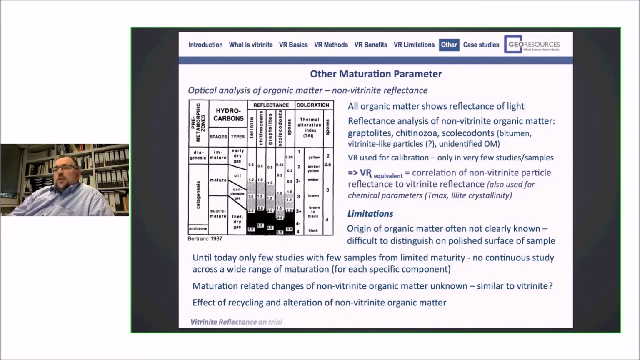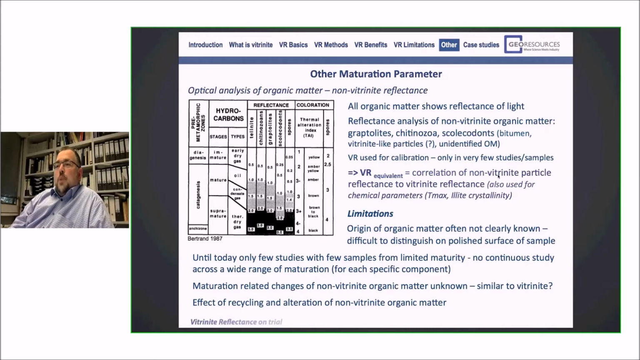With this correlation of non-vitrinite reflectance of organic matter, another term also gets more and more used, the so-called vitrinite reflectance equivalent. This vitrinite reflectance equivalent is based on the correlation of non-vitrinite particle reflectance to vitrinite reflectance, but also used for chemical parameters like Tmax or illite crystallinity versus vitrinite reflectance. And particularly in these early Paleozoic shale systems, very often these vitrinite reflectance equivalents come up.